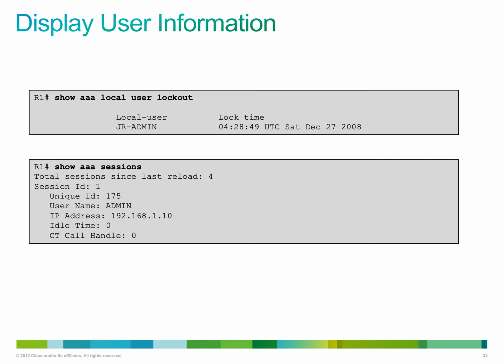To display user information, once you want the router to display the user information, you just put Router1 hashtag show aaa local user lockout.